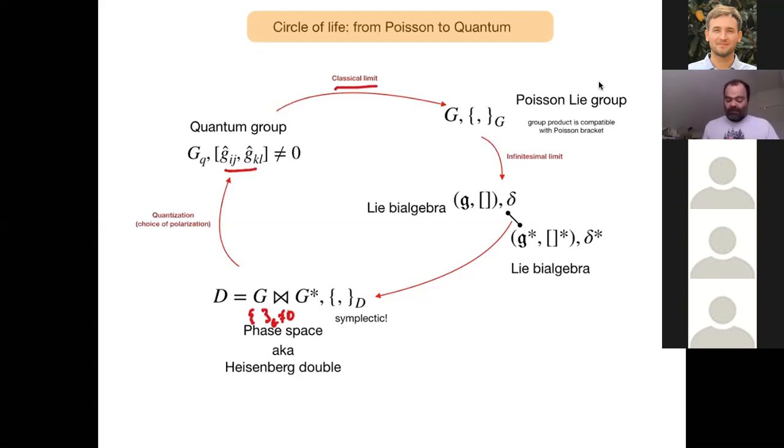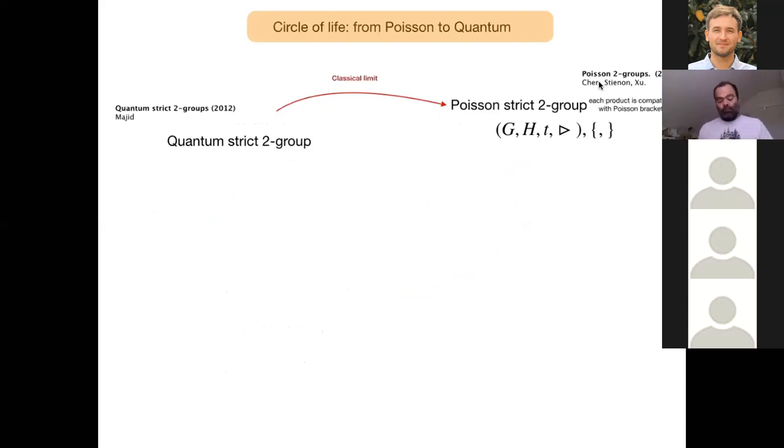Something similar is kind of happening for 2-groups. I think things are not so well studied in general, but for sure you can define a notion of quantum strict 2-group. That's what Shahn Majid did, and I'm not too sure it's been really analyzed in detail. But you can do a classical limit, and then you're going to get Poisson strict 2-groups, which have actually been defined. You see that they have been introduced a bit later than what Shahn did.